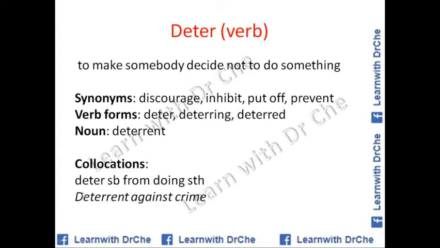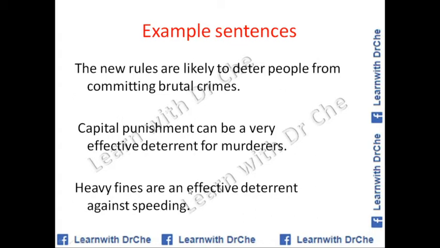For example, capital punishment is a deterrent against the crime of murder or something like that. You can use deter somebody from doing something. These are collocations. Example sentence: the new rules are likely to deter people from committing brutal crimes. So new rules will be passed, and these will stop people from committing brutal crimes. Look at committing with double T, double M, double T. Brutal means serious, harmful crimes. Deter, to stop.